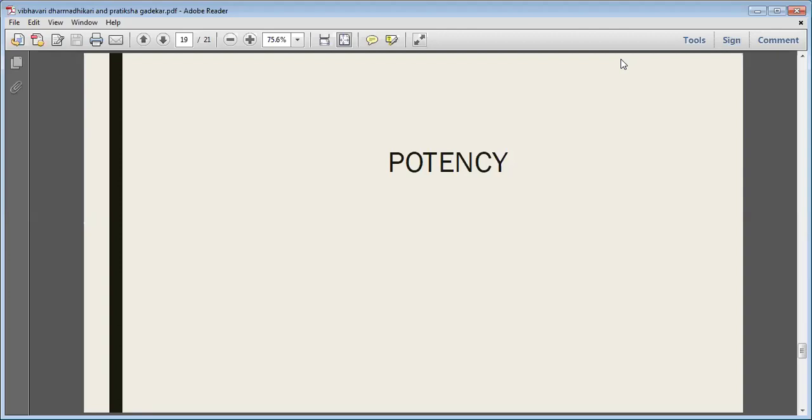Regarding the number of strokes to give in each potency, Hahnemann himself changed his mind several times. In the fifth edition of the Organon, he used only 2 strokes, but later on he increased the strokes to 10 and then to 100. So in this way, we are preparing the potency by trituration and by succussion.